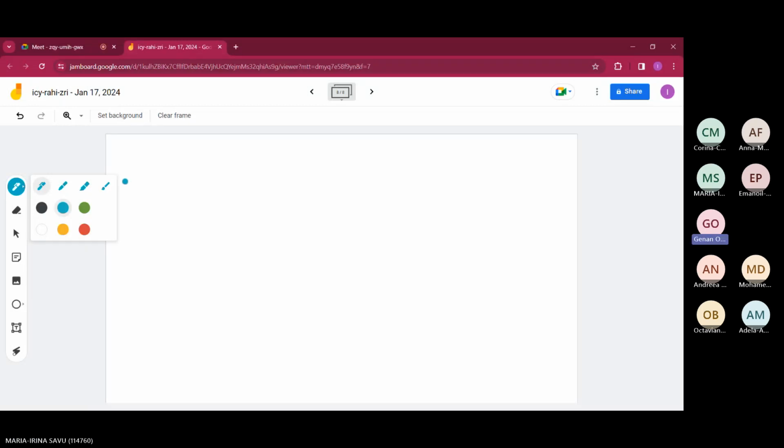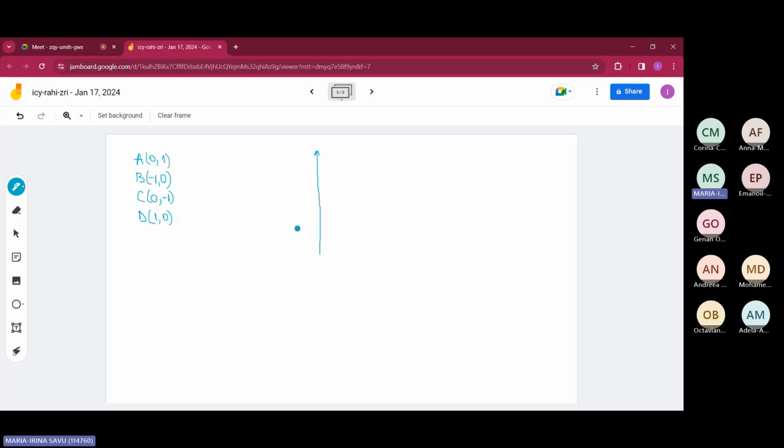Let's say I have this exercise: find the conic whose graph passes through the points A(0, 1), B(-1, 0), C(0, -1), D(1, 0). Well, you might have something like this in the final exam.